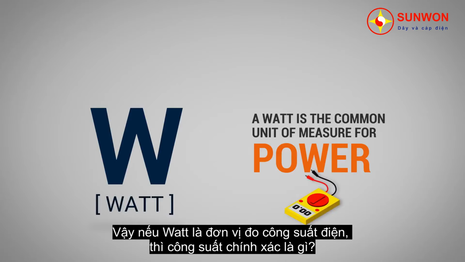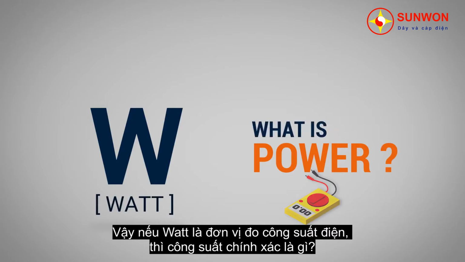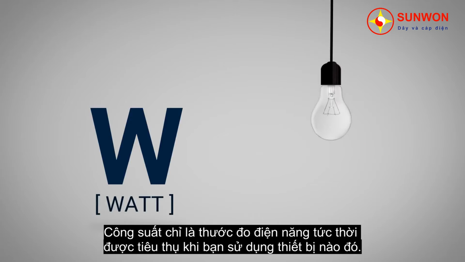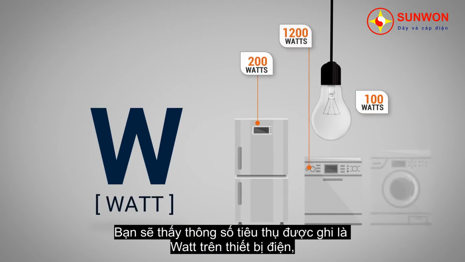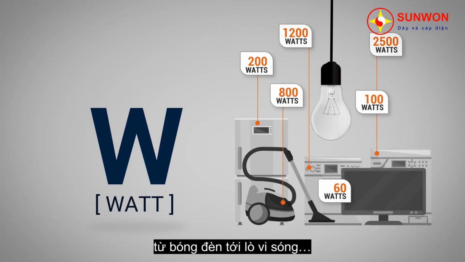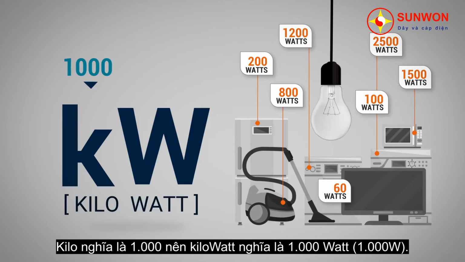So if a watt is a measure of electrical power, what exactly is power? Power is a measure of the instantaneous electricity being used when you turn on any electrical appliance. You see power requirements called out in watts on labeling for everything, from light bulbs to microwaves. Kilo means 1,000, so a kilowatt is 1,000 watts.